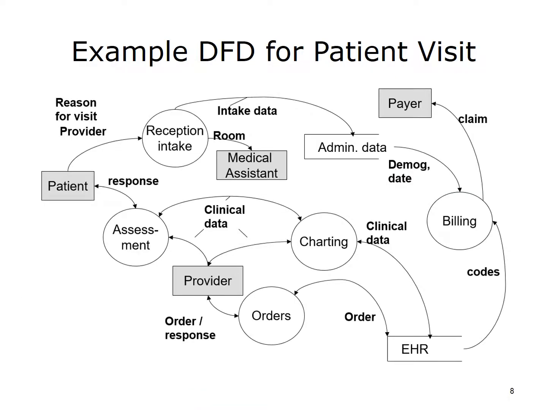The example data flow diagram on this slide shows the data movement and transformations as a patient goes through the entire visit process. This begins with the reception intake process, where the intake data are entered or written to the administrative database that will be used for billing. After intake, the medical office assistant is given the room assignment. In the examination room, the provider assesses the patient, charts clinical data, and generates orders for further processes. The orders and clinical data are stored in the EHR. The EHR data are then used in the billing process to generate the claim for financial reimbursement from the payer.